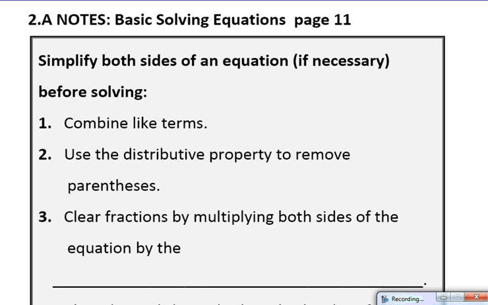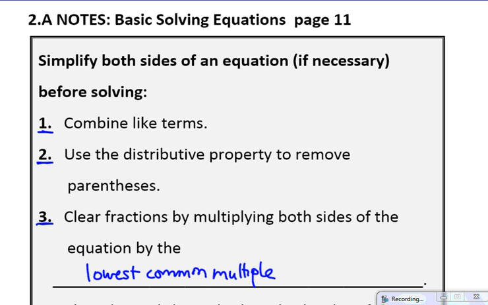And to do a simplification on one of the sides or the other, we're going to first combine like terms. Second, we'll come in and use the distributive property to remove the parentheses. And third, we'll clear the fractions by multiplying both sides of the equation by the lowest common multiple.